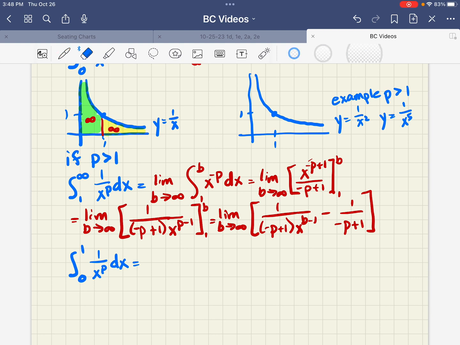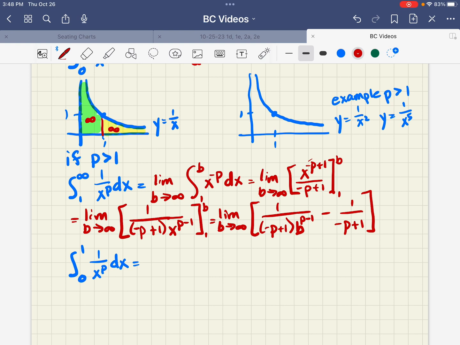Oh my God, what did I do? Silliness, hang on. Back it up, I put the b in the wrong spot. B to the p minus 1. Okay, there we go. So b is going to infinity, so this first part here is going to go to 1 over something very, very large, which is going to be very, very small.